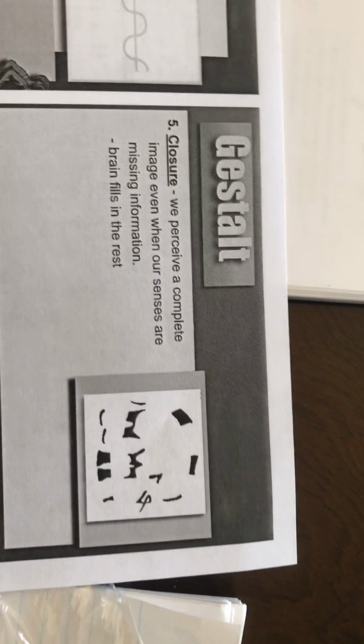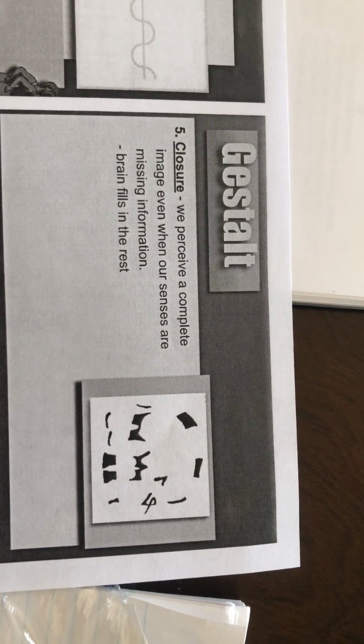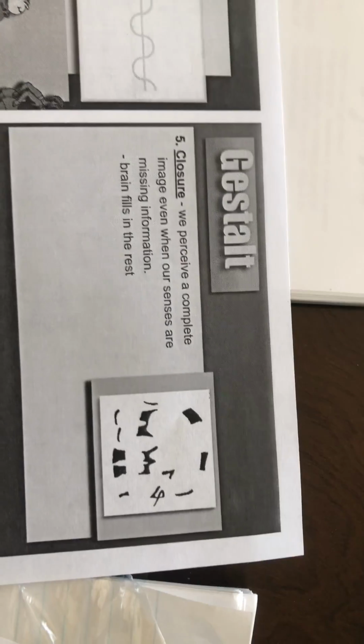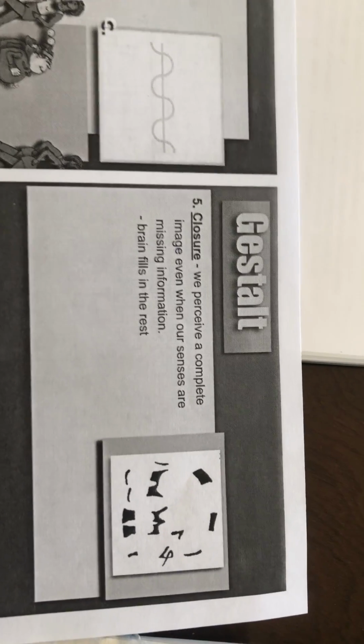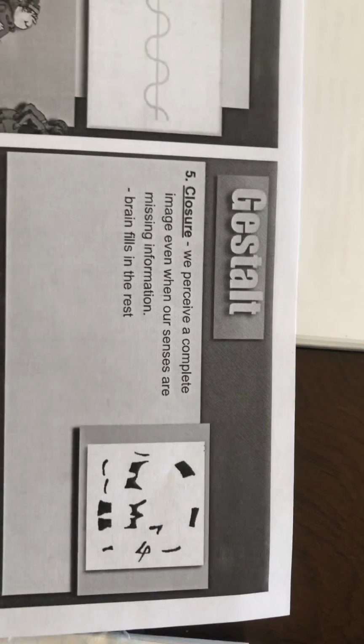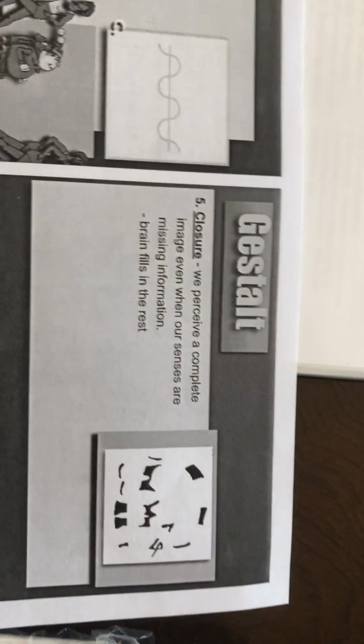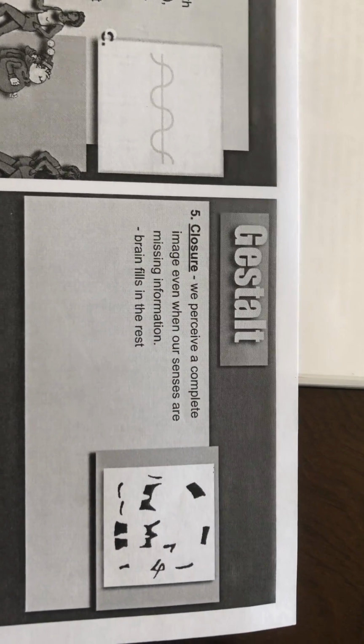Next one is closure. So closure is that we perceive a complete image, even when our senses are missing information, so that our brain fills in the rest. So this here to me kind of looks like an elephant, maybe an armadillo. And the reason it looks like that is because we see parts of it and then our brain is filling in the rest to get the image that we are seeing.